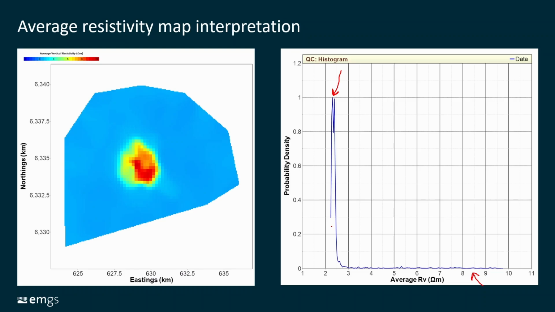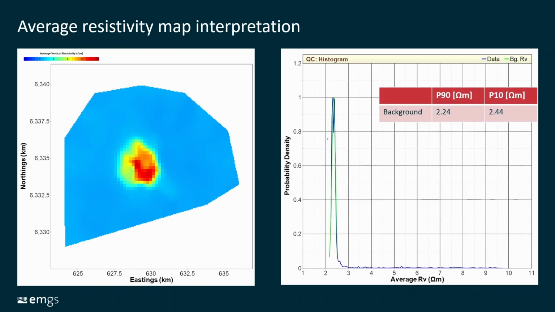Now, somewhere in between here, my anomaly will start. Now, where? That's the key question. In order to do that, the first thing we need to do is fit a background distribution to my large probability lobe here. And here you have the one that I fit, which is essentially a normal distribution with a P90 of 2.24 meters and a P10 of 2.44. So this P10, P90 distance is a common occurrence, being around 10% of the value of the resistivity that you're measuring.